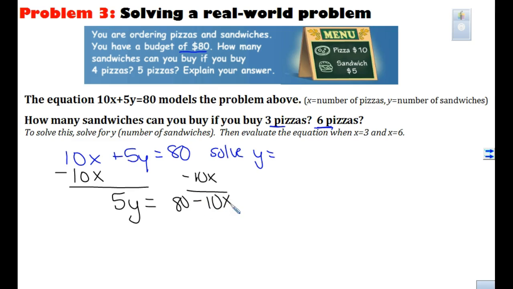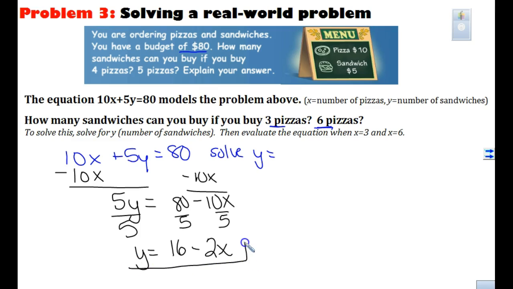Natalie, what are you going to do next to solve for y? Divide everything by 5. So you need to take out your calculator. You could do 80 divided by 5, and some of you might know that it is 16. And then you're going to take 10 and divide it by 5, which gives us 2x. So y equals 16 minus 2x, or if you have plus a negative, okay?